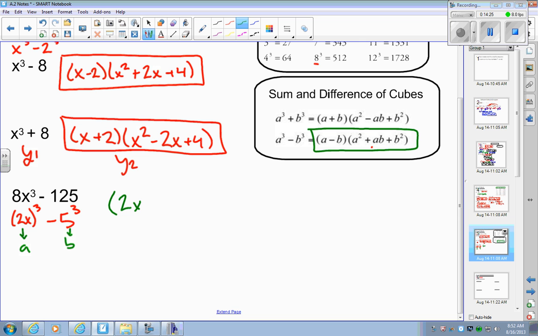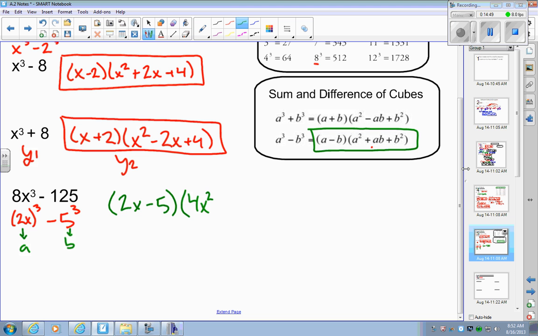2x is my A. B is a 5. Now we need to do A squared. But what is 2x quantity squared? It's 4x squared. Just think about what has to happen when you do that first double distributing. You need to get to 8x cubed. 2 times 4 is going to get you there. 2 times 2 is not.